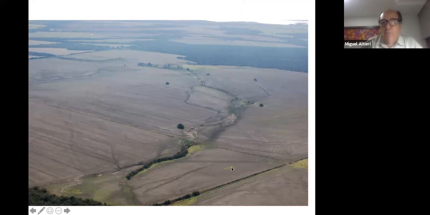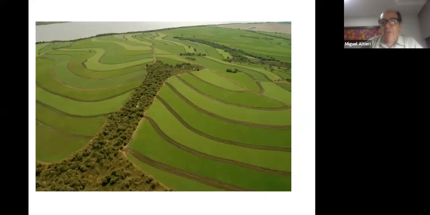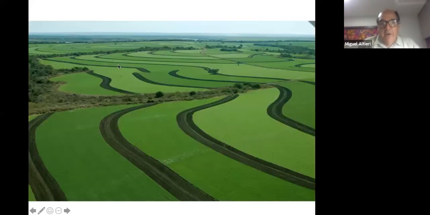Well, this farm was bought by an American who restored it to a large scale, 3,000 hectare farm with contour planting, and also the recovery of these arms of biodiversity. He enriched this biodiversity and preserved it so that it penetrates into the fields and contributes with animal biodiversity. So you can see here the farm with these arms of biodiversity, these corridors.